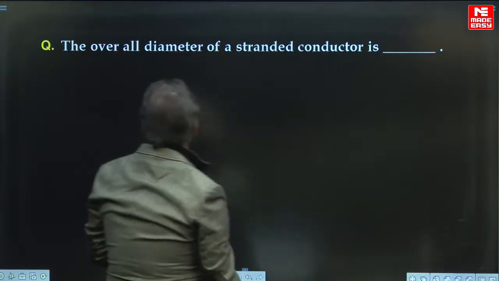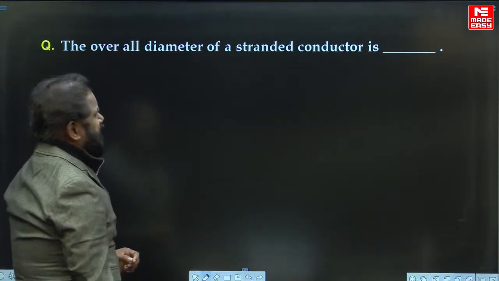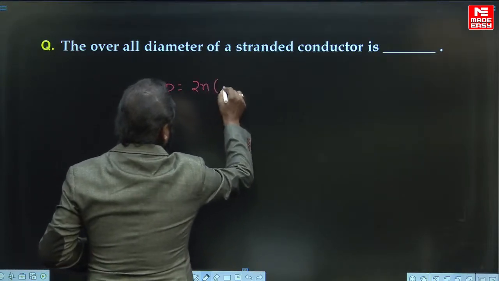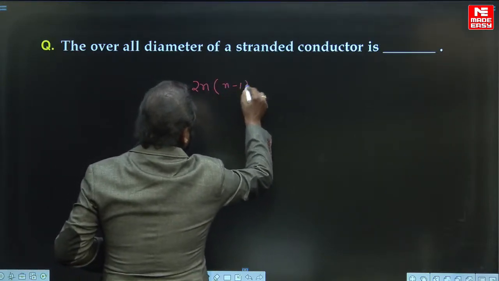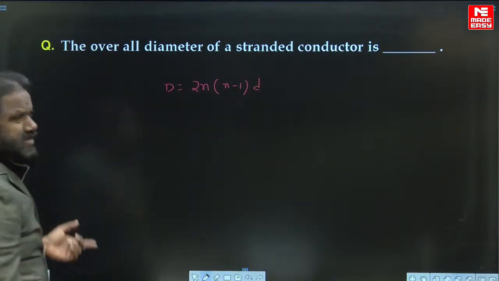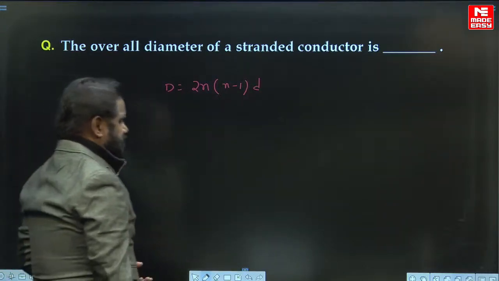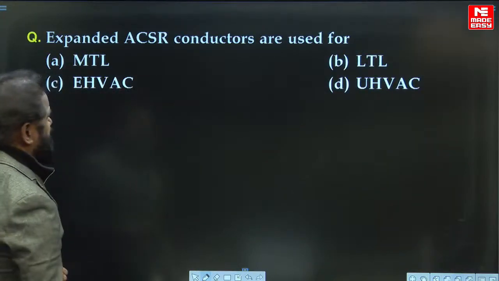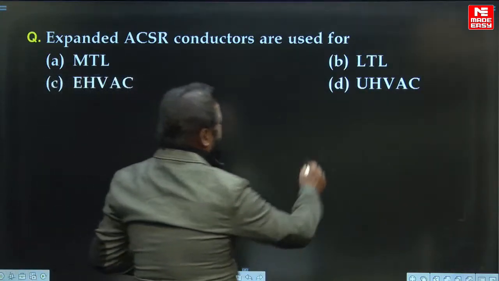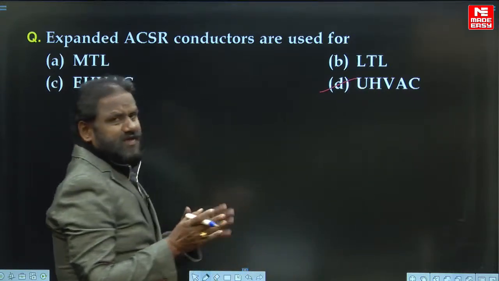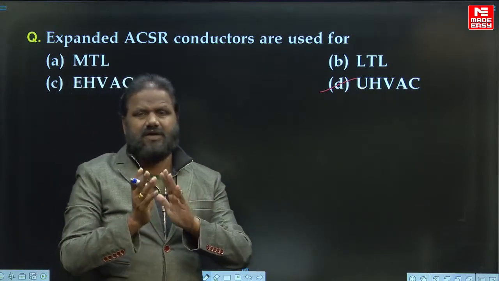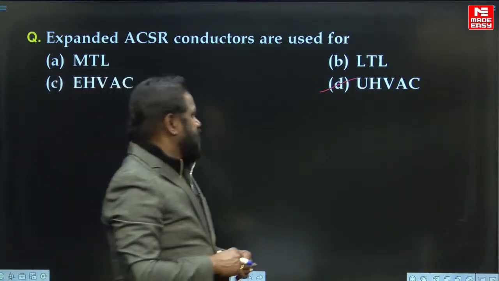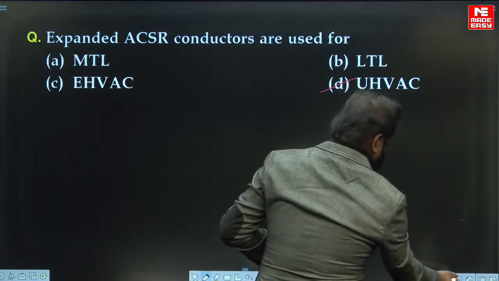In the design of power system, the overall diameter of the standard conductor is equal to what? D equals 2n minus 1 into d, where n is the number of layers. It is a standard one, just a theoretical question. Next, expanded ACSR conductors are used for UHVAC lines, because between the aluminum strands and the iron strands you are providing a thickness. So UHV lines are the application of this.